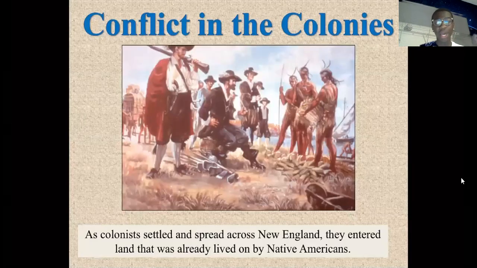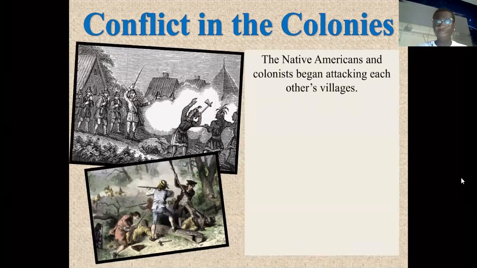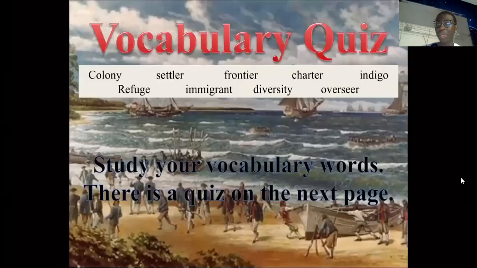Conflict in the colonies. As colonists settled and spread across New England, they entered land that was already lived on by Native Americans. Imagine taking somebody else's territory and invading their private space. That would definitely create a conflict. Here's our vocab quiz before we wrap up. Colony, refuge, settler, immigrant, frontier, diversity, charter, overseer, and indigo. We covered all of these. Study our vocabulary words. There's a quiz on the next page. Are you ready? Here we go.